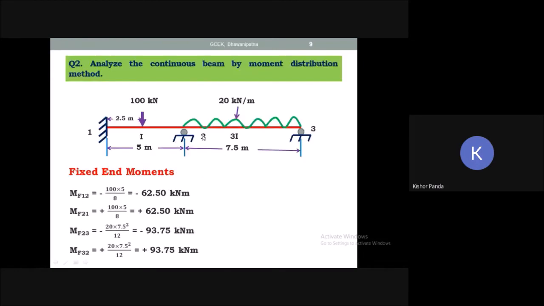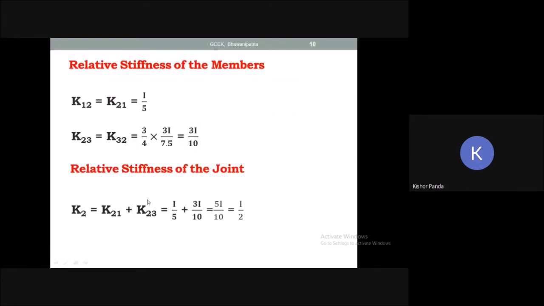Then you have to find out the relative stiffness of joint 2. For joint 2, K2 is K21 plus K23. You know K21 is equal to I by 5 and K23 is equal to 3I by 10. So I by 5 plus 3I by 10 is equal to 5I by 10, which is equal to I by 2. The relative stiffness of the joint is I by 2.